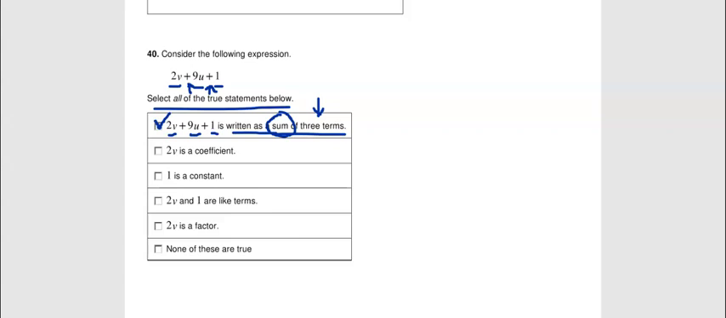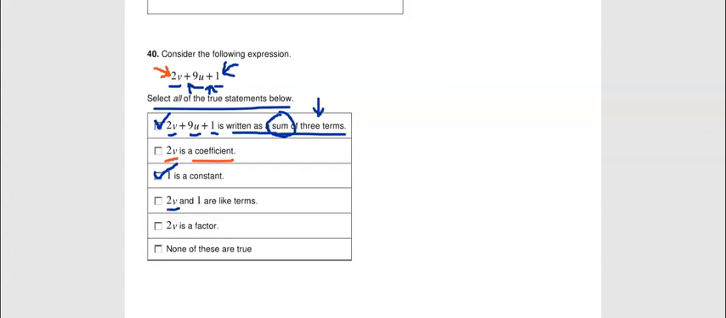Next, it says 2v is a coefficient. I repeated multiple times earlier that in 2v, the 2 is the coefficient, the v is the variable, and 2v together is a term. So 2v is a coefficient? That is incorrect. So we're not going to check that one. Just the 2 is the coefficient. Okay, so let's look at the next one. It says 1 is a constant. So here's the 1. There is no variable by it. It is all by itself. So 1 is a constant.